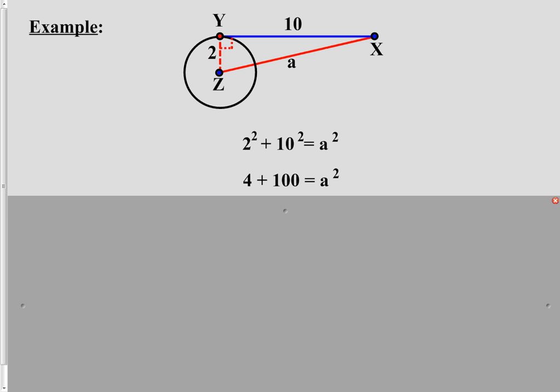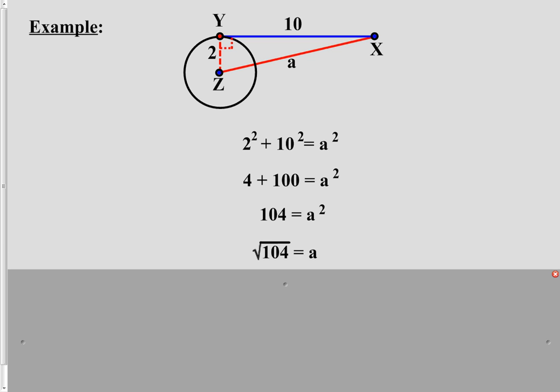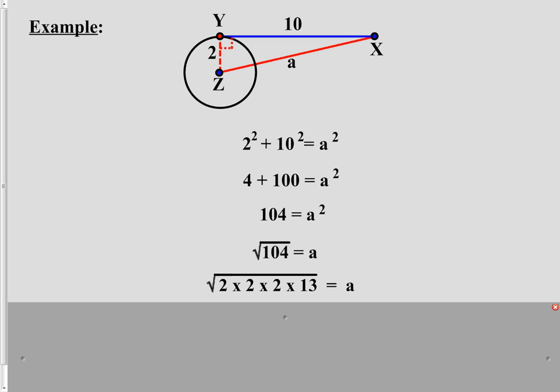We can combine like terms on the left side of the problem. 100 plus 4 is 104. And then the only thing really left for us to do is to get the square off of the A, and we would do that by taking the square root of both sides. Now at this point, if you remember back, what we would need to do is factor down the 104 into all of its factors to see if we can find any factors in common. Well, when you get finished factoring 104, what you'll end up with is 3 2's and a 13.